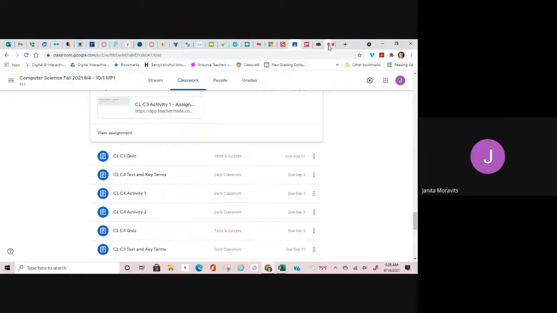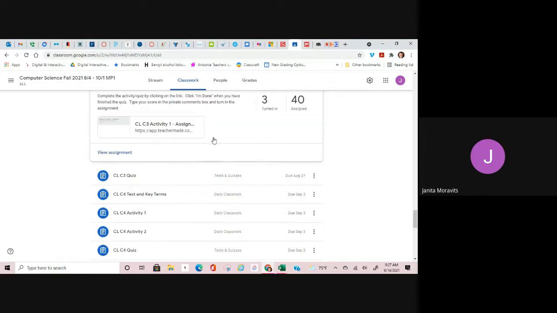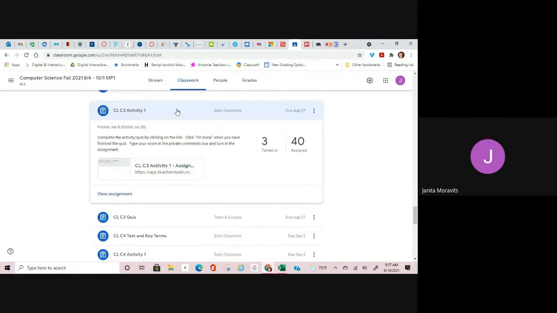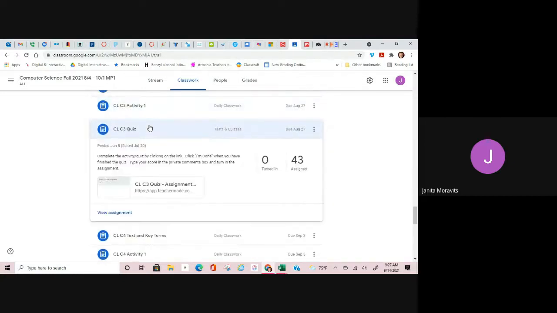After it scores it for you, you go back to the assignment and you view it. And on the right-hand side where it says private comments, you type your score in there, you submit that comment, and then you mark it as done or turn it in. And that will take care of activity 1. And then the quiz works the same way. It's, again, the same thing where you use your school email address to access it.